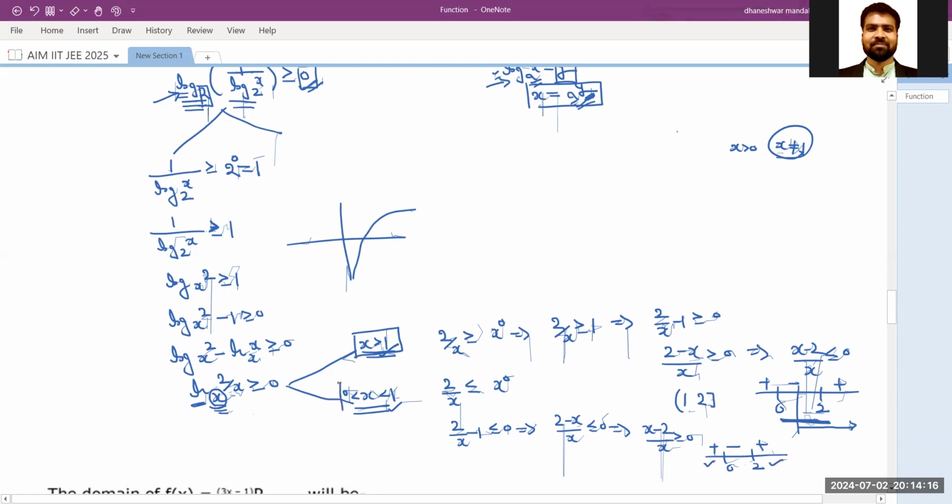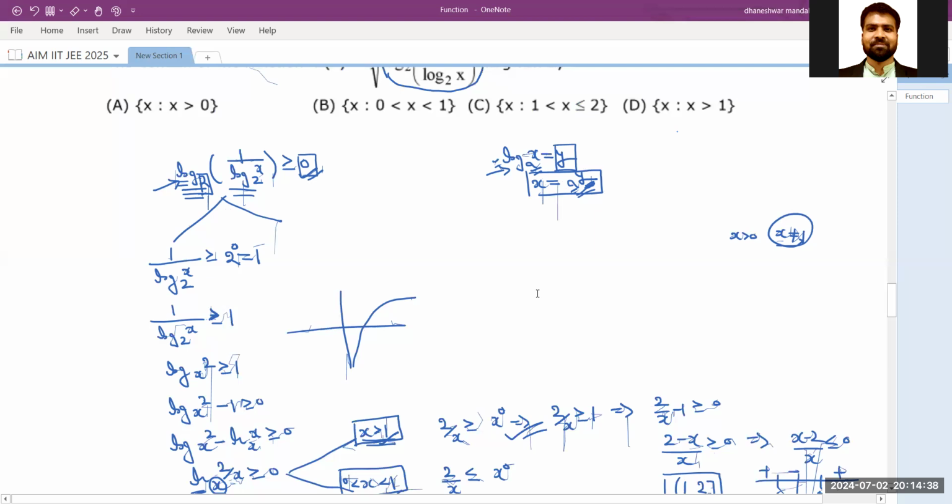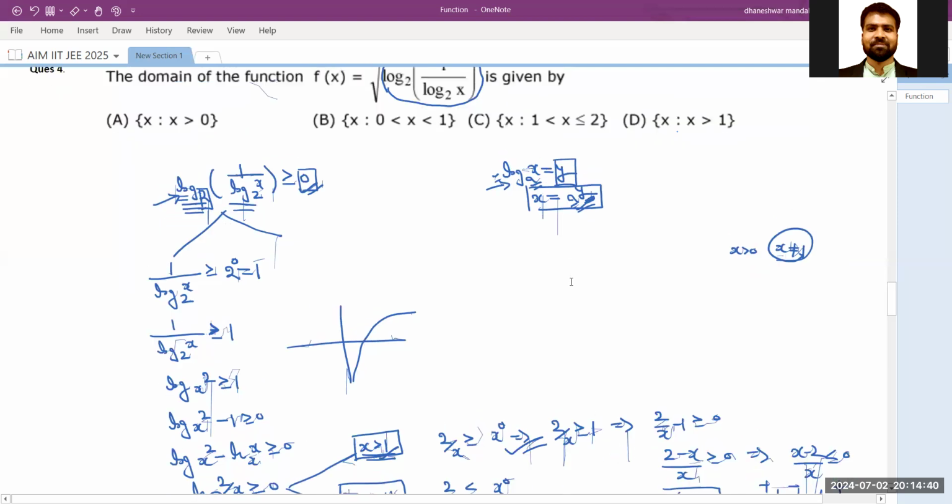But here we have x lying between 0 to 1. So in 0 to 1, we don't have any solution. So this condition is not satisfied. This condition is satisfied. From here I get this term as a solution. Okay. So in log you have to do multiple steps for finding the solution. Is this clear to everyone?